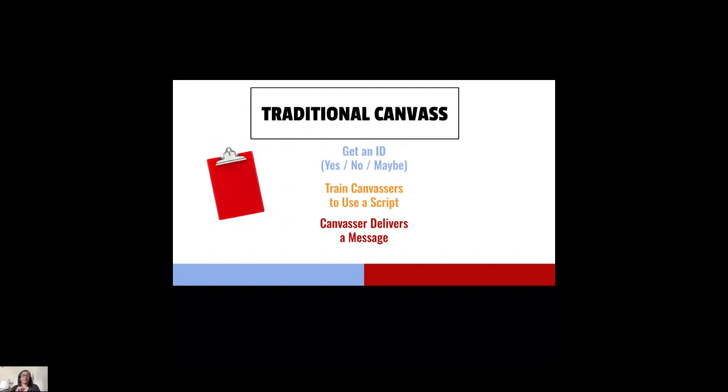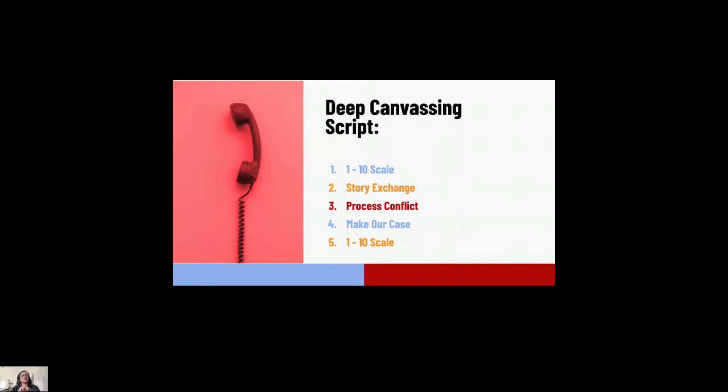Whereas a deep canvas script has 5 parts. And we're going to delve into each part individually. But for an overview, the first section is a 1 to 10 scale. Second, we go through a story exchange. In the third section, we actually process conflict. Fourth, we make our case. And then we ask that 1 to 10 scale question again. Now, let's talk about each one of these individually.